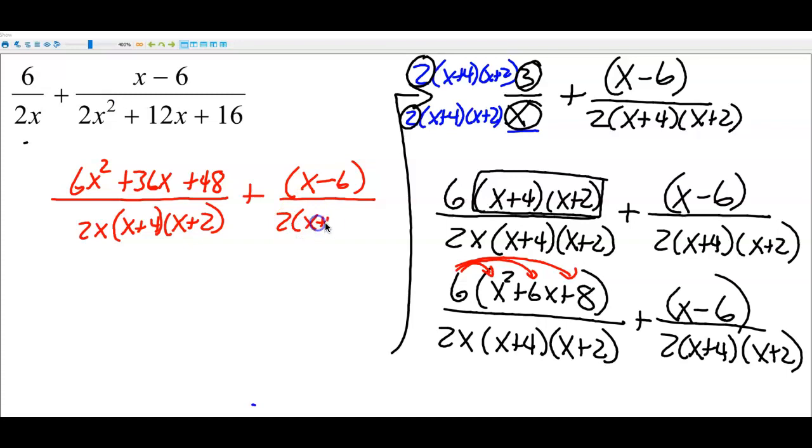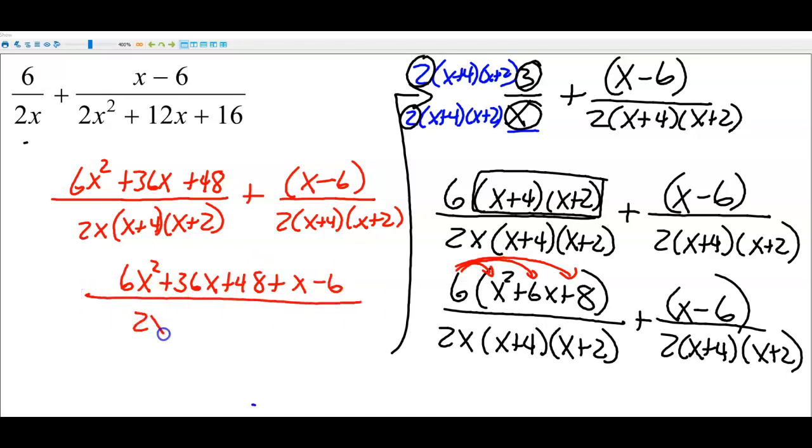The next thing would be to combine them together. So I'll put the two tops together now. And then I would combine like terms, and then we'd be all done. 36 and 1x makes 37. 48 and 40 minus 6 is 42.